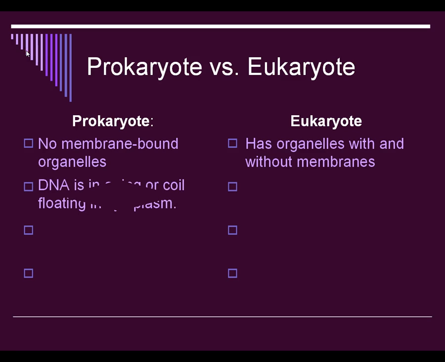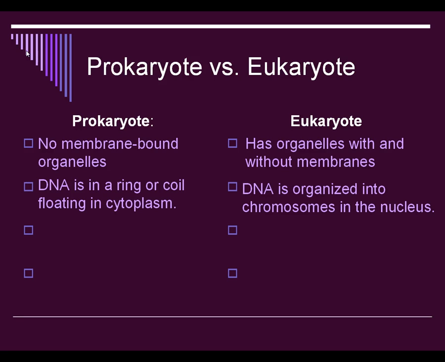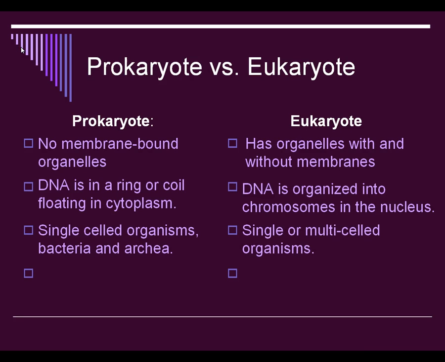Something to think about. In a prokaryote, the DNA is in a ring or a coil, floating in the cytoplasm, and it's generally attached to the inner membrane. In eukaryotic organisms, the DNA is organized into chromosomes, and those are found in the nucleus. Prokaryotes are generally single-celled organisms. The two classes of organisms that are prokaryotes are bacteria and archaea, which means everything else is a eukaryote.